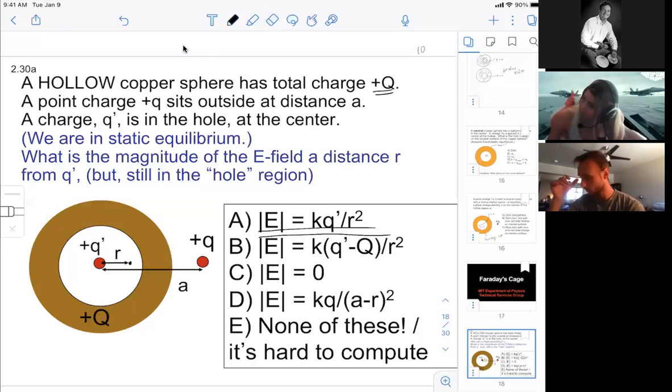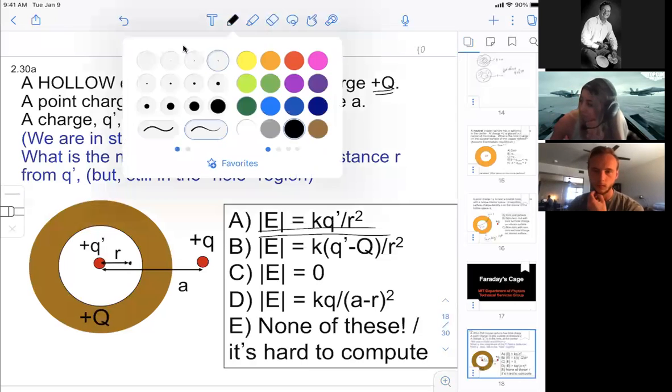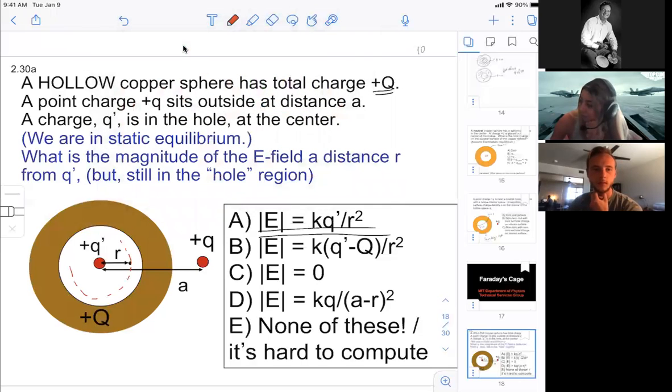Thinking about it like Faraday's cage, if the inside is shielded from the outside, and we're only talking about an E field at a distance r from Q that's inside of the hole, any Gaussian surface that you're going to use is going to be inside the hole. So you can just ignore what's happening on the outside because of Faraday's cage, and you're not including any charge that's inside the surface. So you can just think about the inside as the only thing that's happening. And so you can just use E equals kQ over r squared.